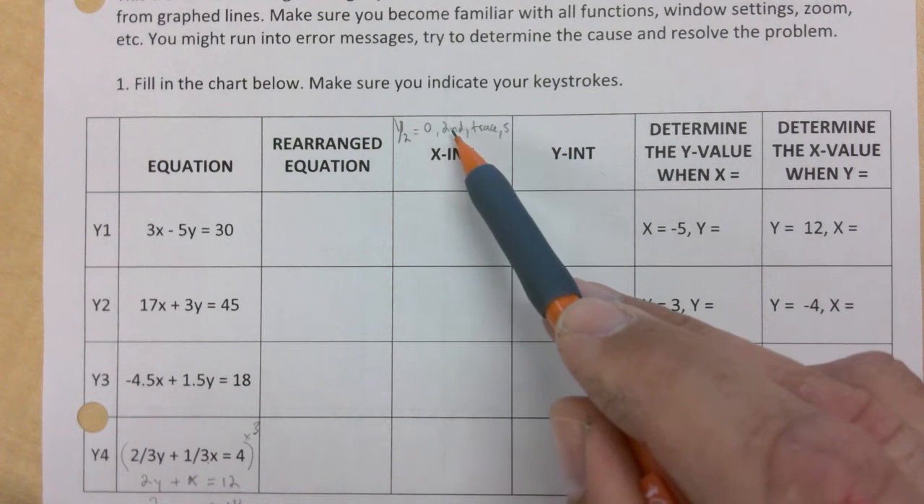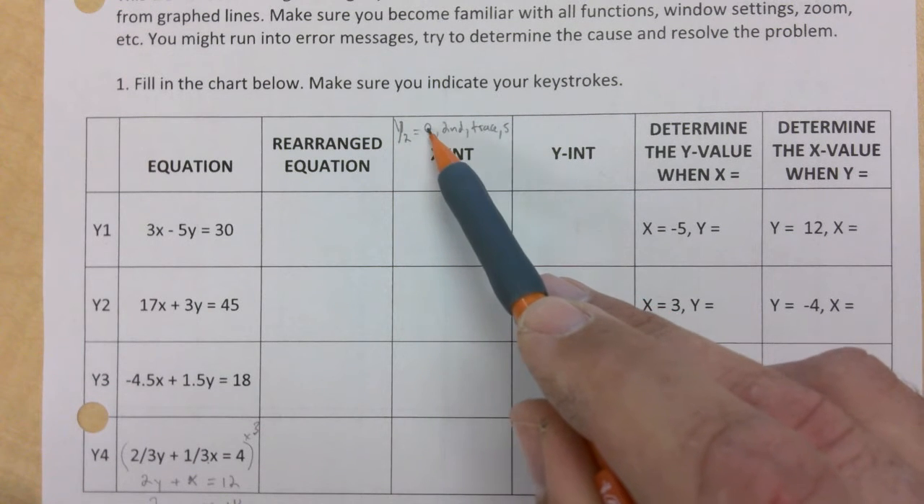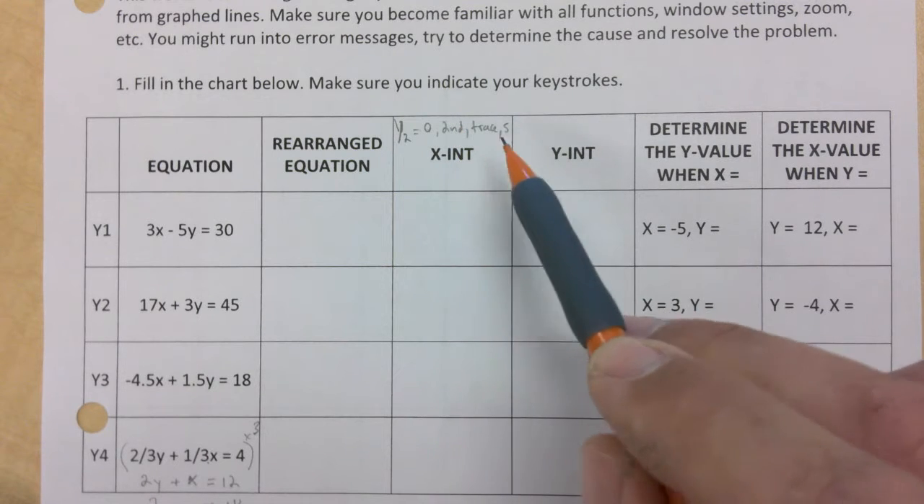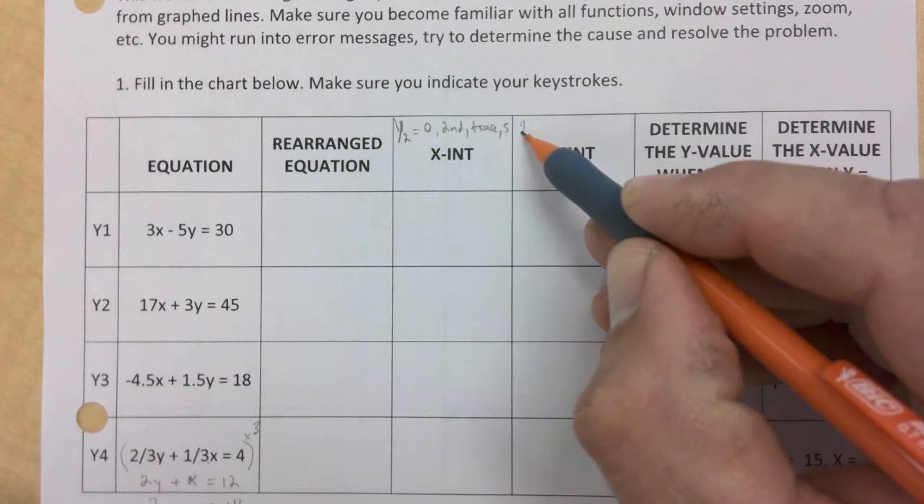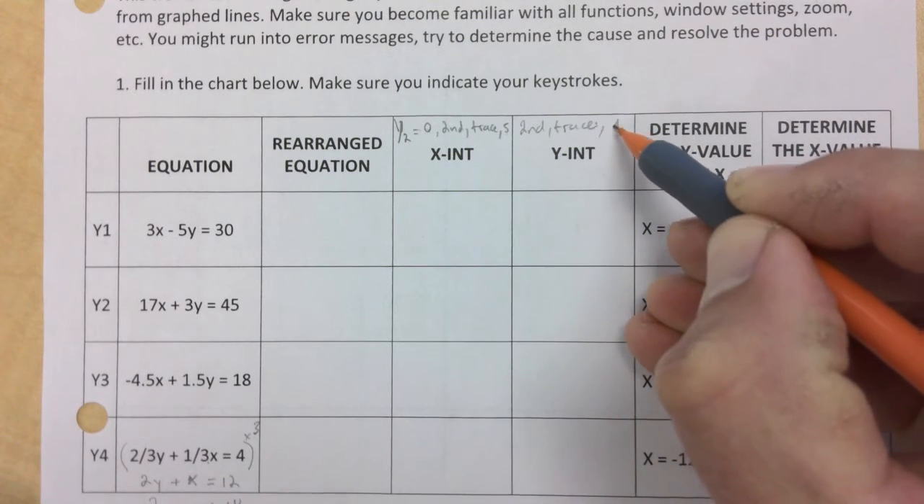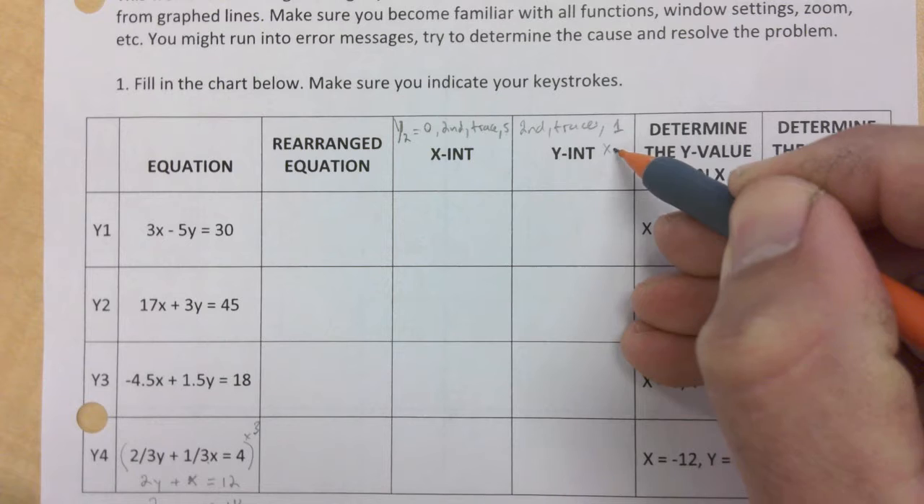y2 is equal to 0. So you're essentially graphing this line as a horizontal line, and then second trace 5, you're finding the intersection of the two. This one would be second trace 1, right? And then x is equal to 0.